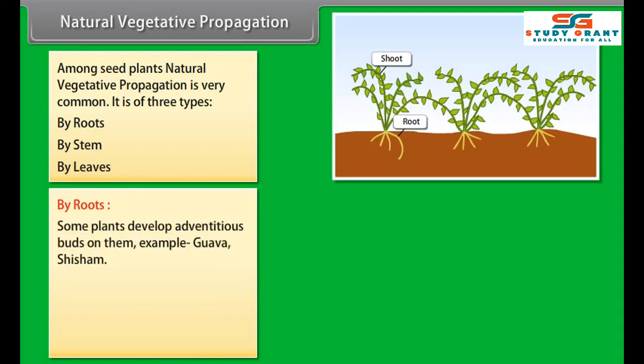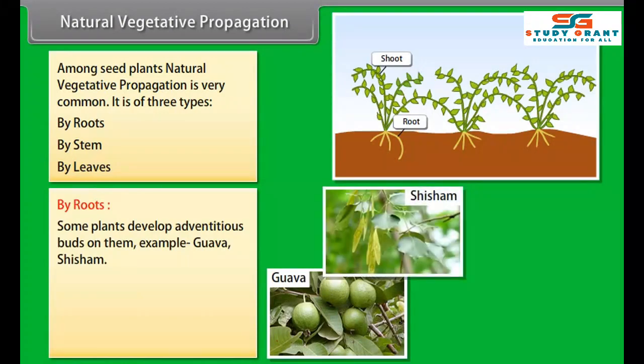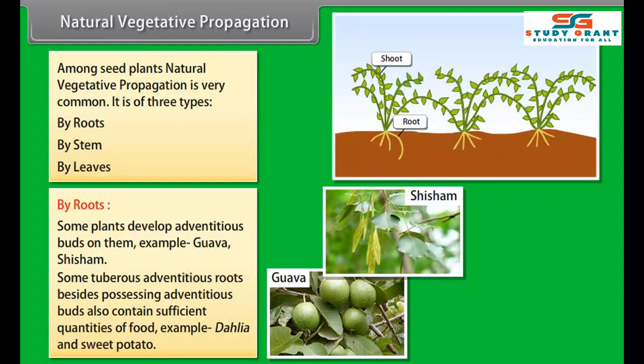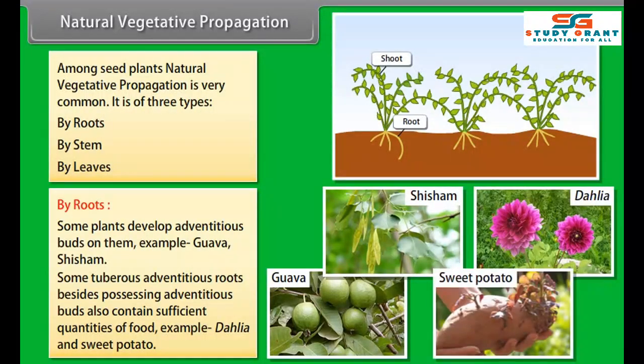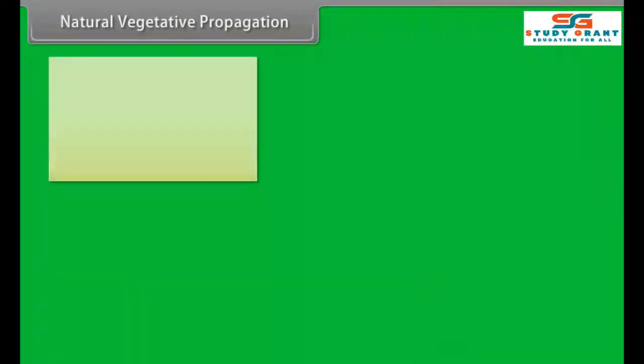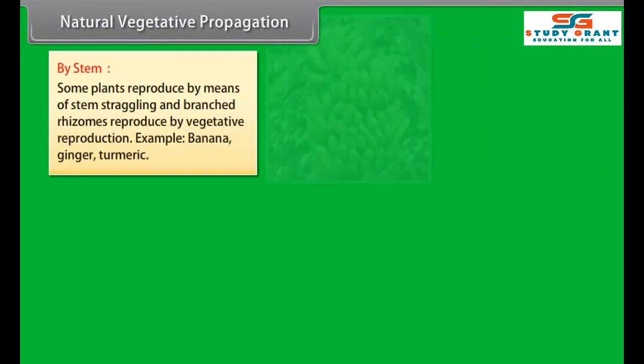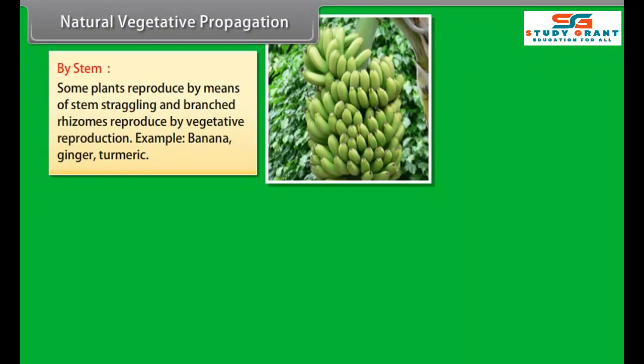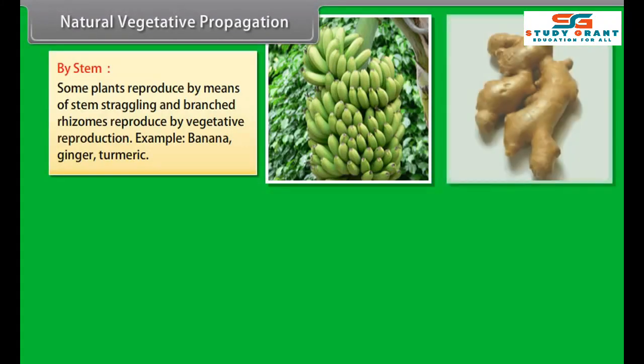Vegetative propagation is of two types: natural vegetative propagation and artificial vegetative propagation. Natural vegetative propagation. Among seed plants, natural vegetative propagation is very common. It is of three types: by roots, by stem, and by leaves. By roots. Some plants develop adventitious buds on them.